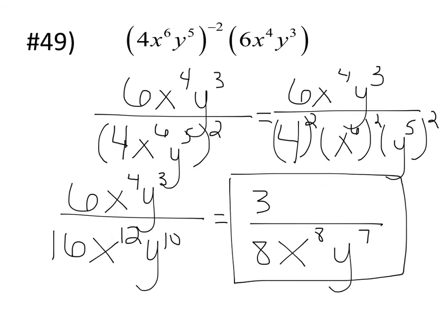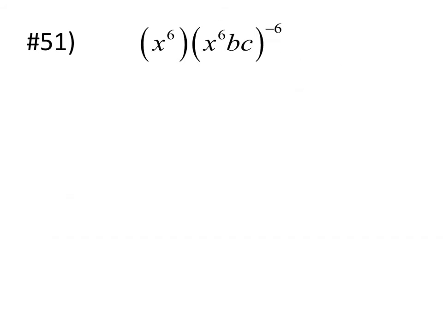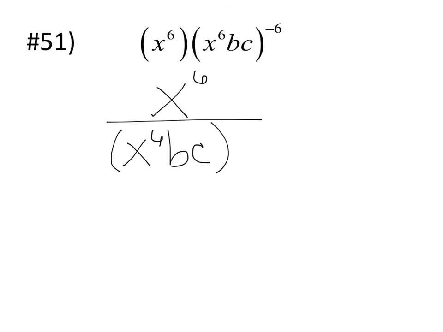And that is your answer. Okay, so same thing here. This entire thing is being raised to the negative 6th power. So let's go ahead and leave x to the 6th in my numerator, and then put x to the 6th, b, c, all raised to the 6th power in the denominator.